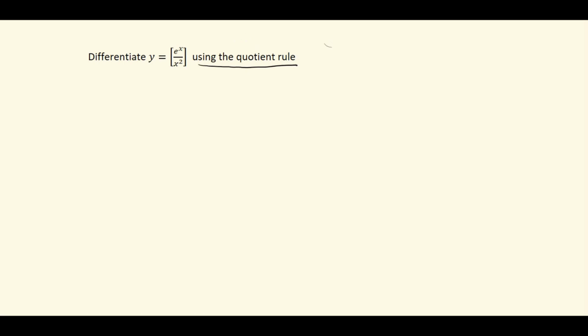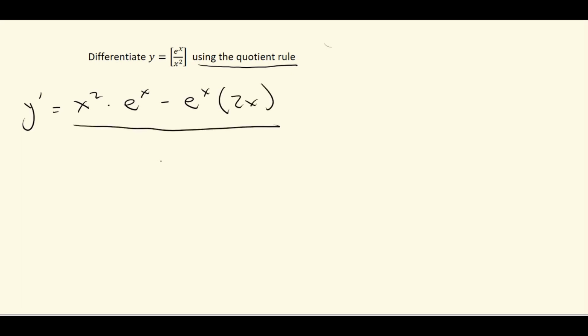So using the quotient rule, the derivative y prime is going to equal low d high, so the derivative of e to the x is e to the x, minus high, e to the x, d low, derivative of x squared is 2x, all over bottom squared, x squared, squared, and off we go. So now we simplify the derivative.